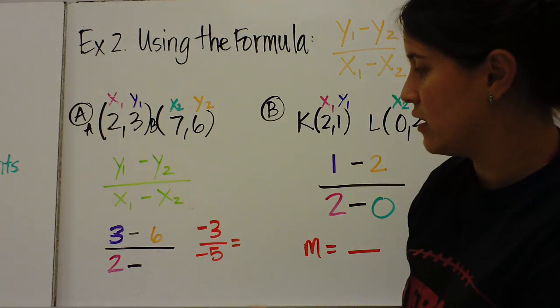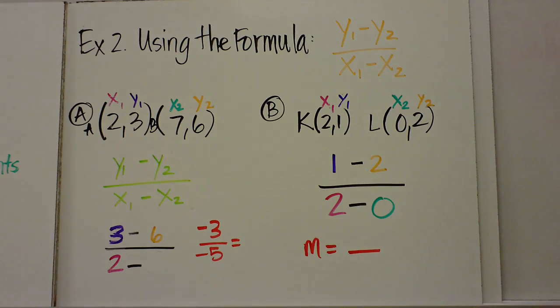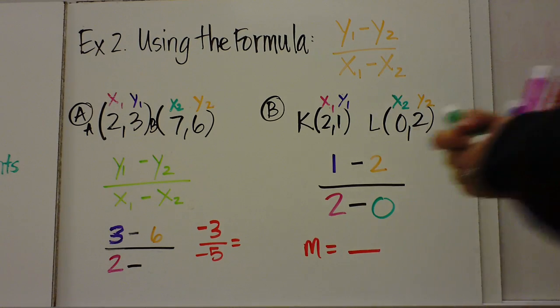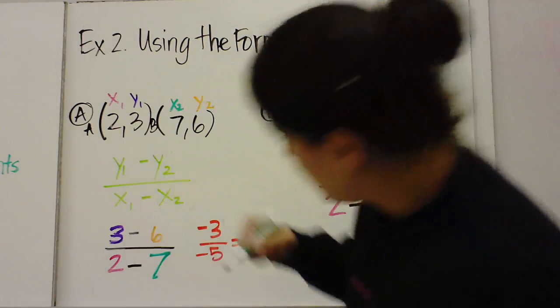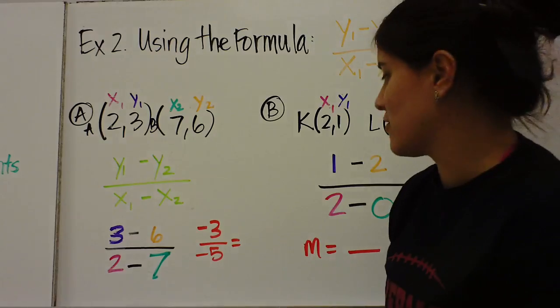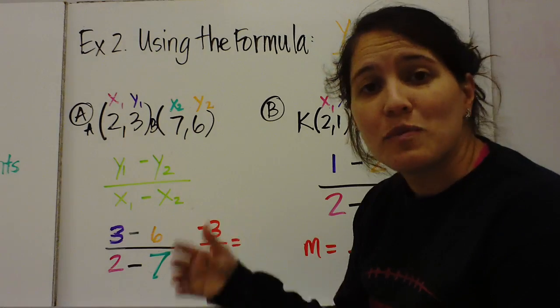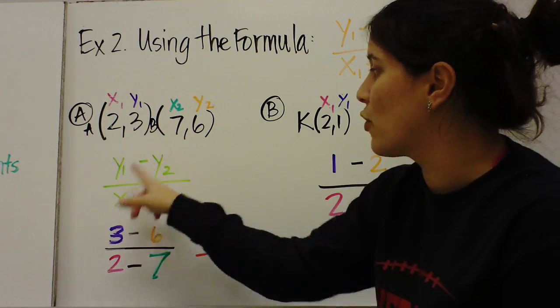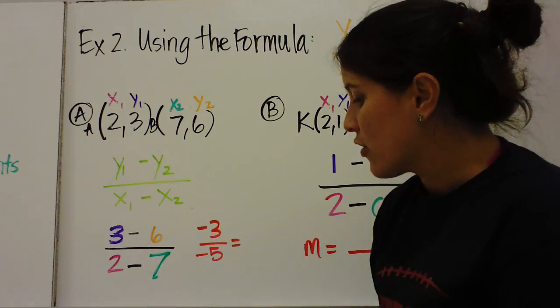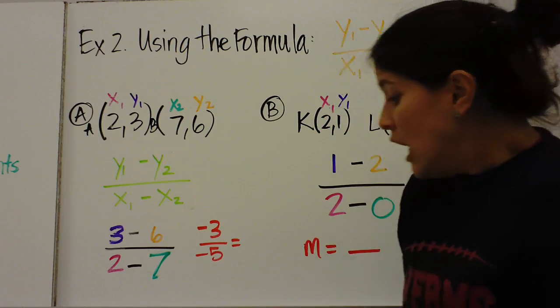I don't know why I put 5. Oh, where's my green marker? Sorry. 7. Maybe I put 5 because that was the answer. So again, if you missed it, rewind it and watch it back. I just put all of my numbers into the formula, and then I subtract 3 minus.